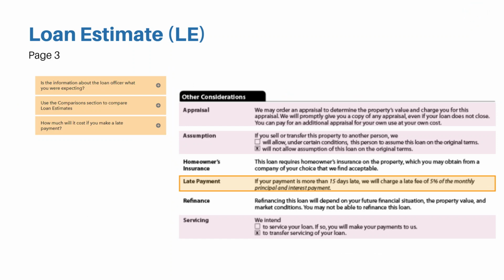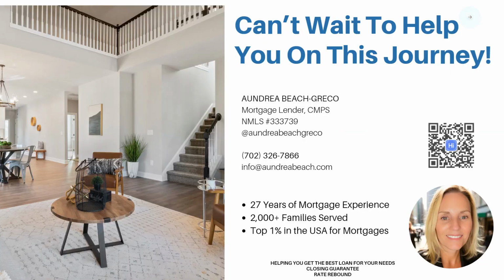The bottom part of the third page is the other considerations. Talks about your appraisal, if the loan is assumable or not. It does say we need homeowners insurance. Talks about fees for late payments and servicing, if the lender intends to keep the loan and service it or not. And most lenders do not. Depends on where you're obtaining the loan. But that doesn't mean your terms change. It just means where you make your payment.